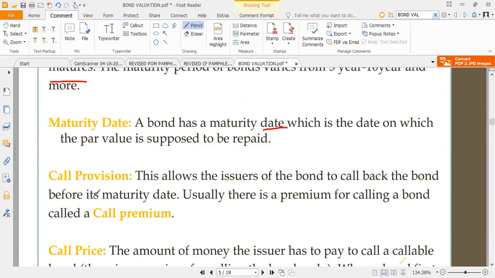Now, when a bond is issued, sometimes it's issued with provisions, which are called call provisions. For instance, I'm issuing a bond for 10 years. Then in that bond, I'll decide to say I'd want to call back the bond. Maybe I have enough money to pay you. Instead of issuing a 10-year bond, I would call it back. So there's what we call a call provision, which actually allows the issuers of the bond to call back the bond before its maturity date. Usually there's a premium for calling a bond, which is called a call premium.